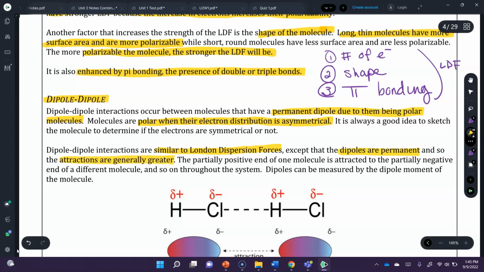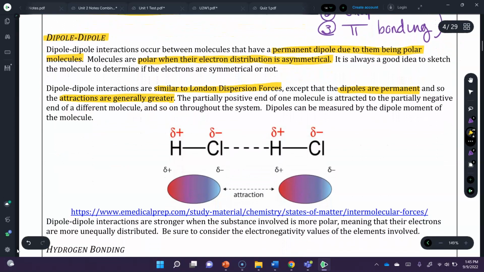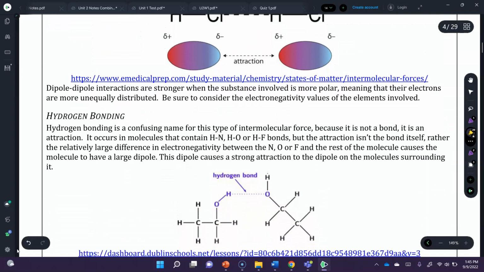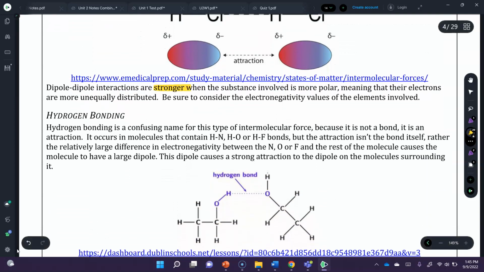Generally. There are exceptions, and that is usually a tested thing, where they give you an exception and ask you to explain. The partially positive end of one molecule is attracted to the partially negative end of a different molecule, and so on throughout the system. And you can see that in this diagram below. Dipoles can be measured by the dipole moment of the molecule.